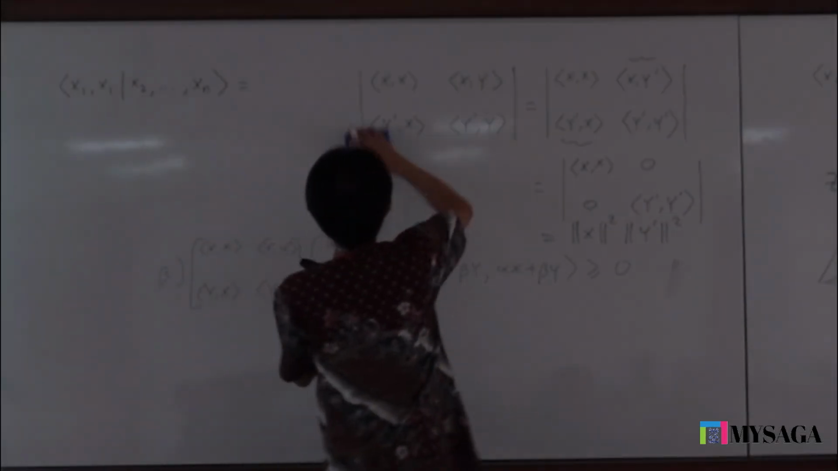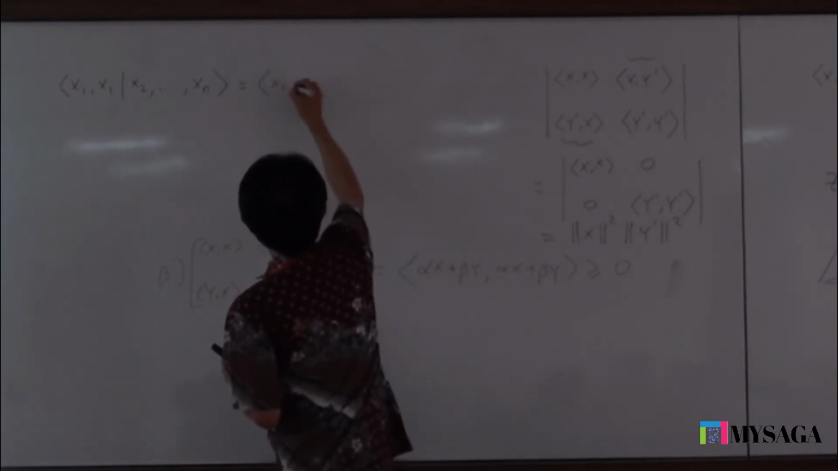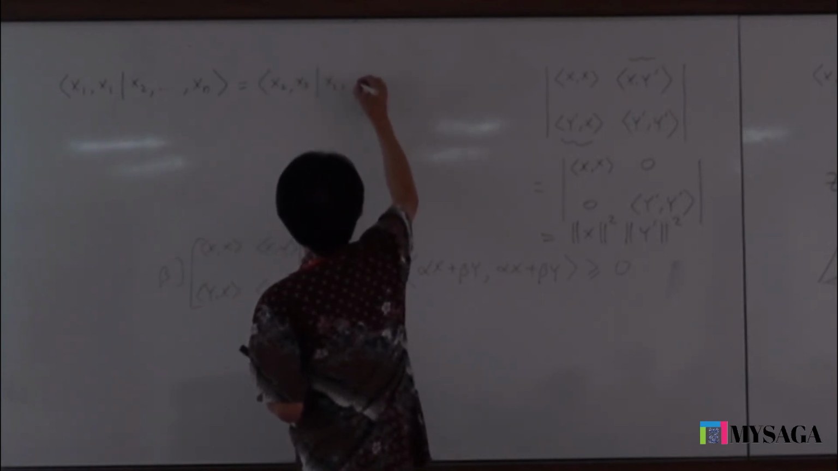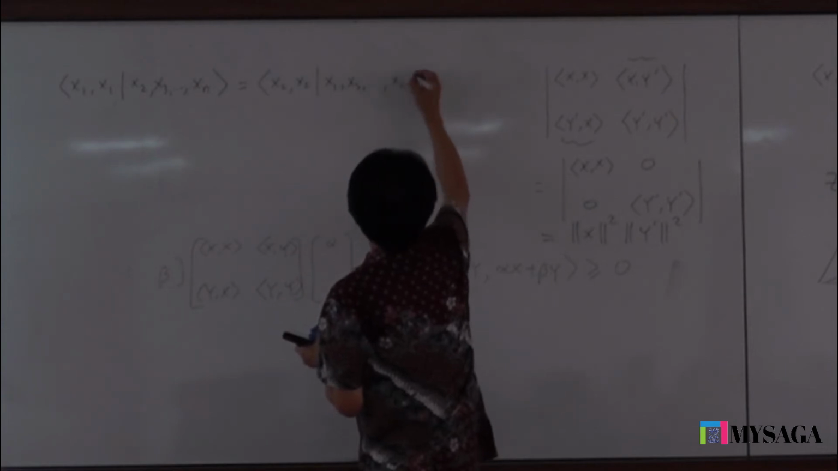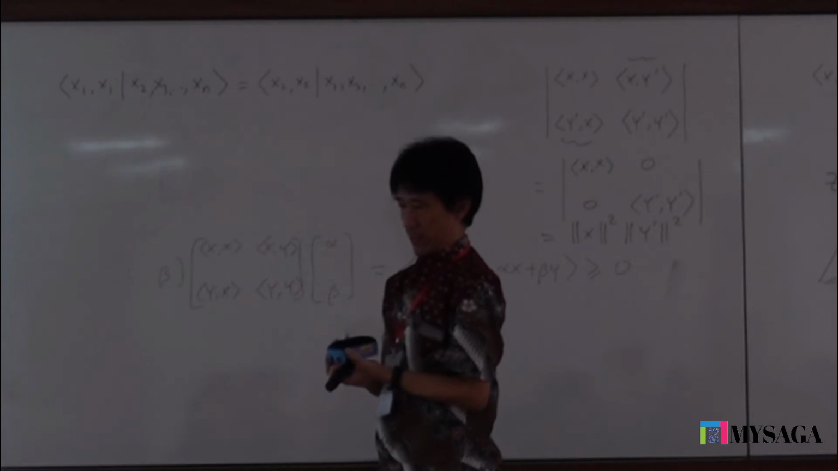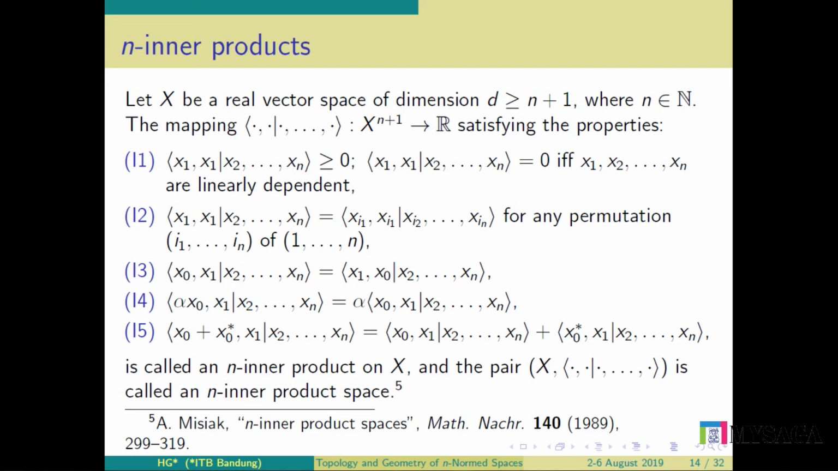So for example, this will be equal to x2, and I should write another vector, just x3. So x2 and x1 exchange position. The third property is permutation between the two vectors on the left, and with the fourth property, you can multiply by a scalar. And then the fifth property, so the fourth property and fifth property are linear properties of the n-inner products.